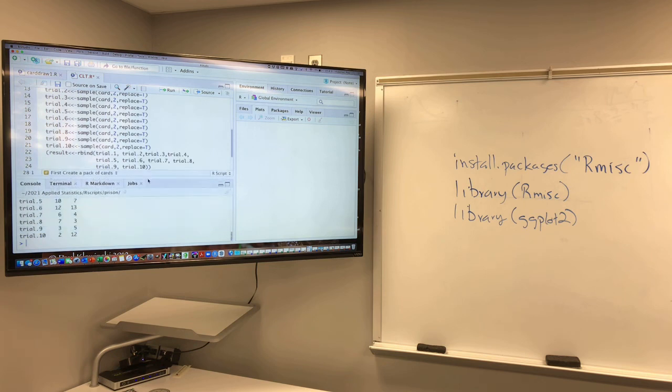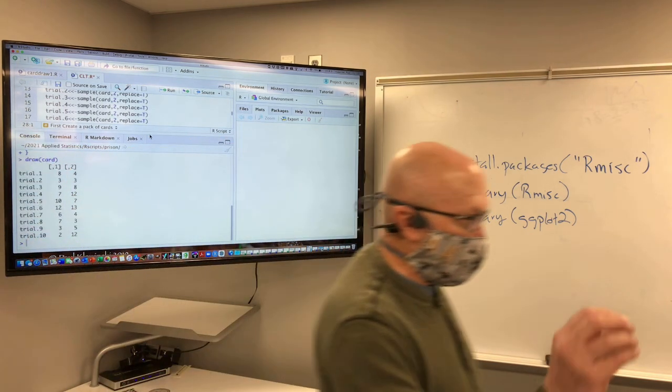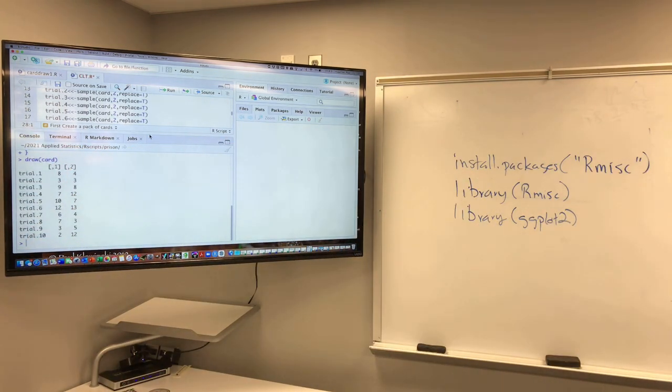And what you should see down in your console is you should see trial 1, 2, 3, 4, 5, 6, 7, 8, 9, 10. The first draw from the deck, the second draw from the deck. By saying replace equals true, it gives you the possibility of drawing the same card twice. Like in this case, we drew 2 3s. But that's what the replace equals true means. Yeah. Oh, that's why.